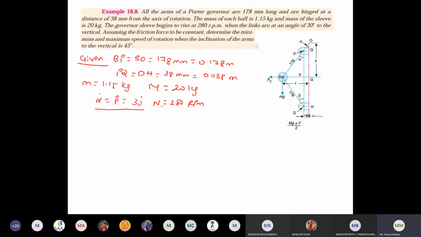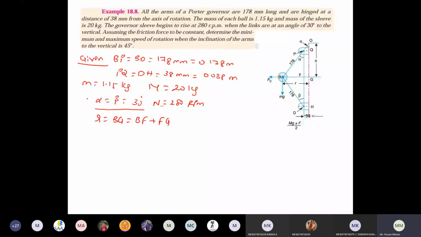What is the radius of rotation R from the diagram? R is equal to BG. How to find this R value? Can anyone tell? BG is nothing but BF plus FG, I can write. From the diagram, BG is nothing but BF plus FG. Now let us try to find out the values of BF and FG.